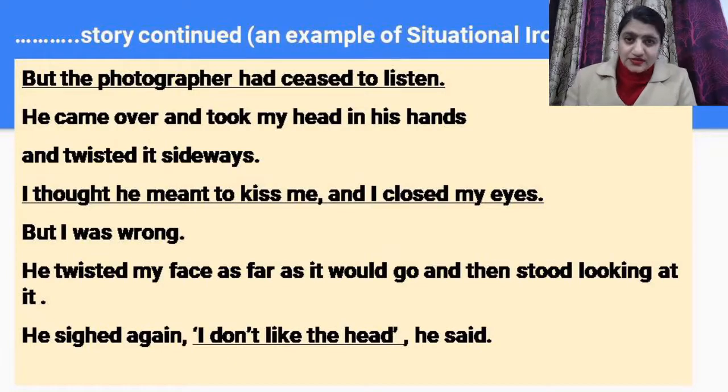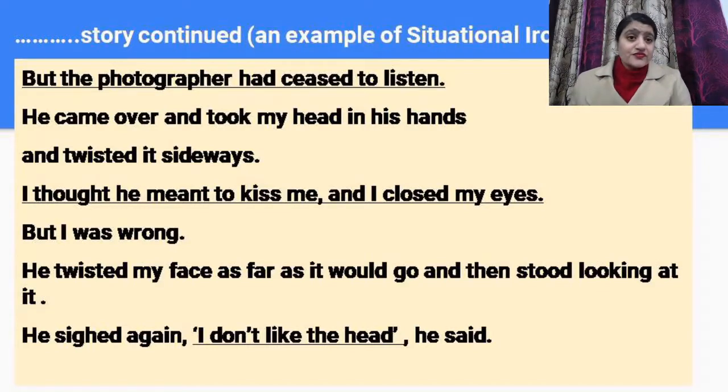Let us read further. So the photographer had ceased to listen to the narrator. He came over and took my head in his hands and twisted it sideways. I thought he meant to kiss me, and I closed my eyes. But I was wrong. He twisted my face as far as it would go and then stood looking at it. He sighed again. I don't like the head, he said.